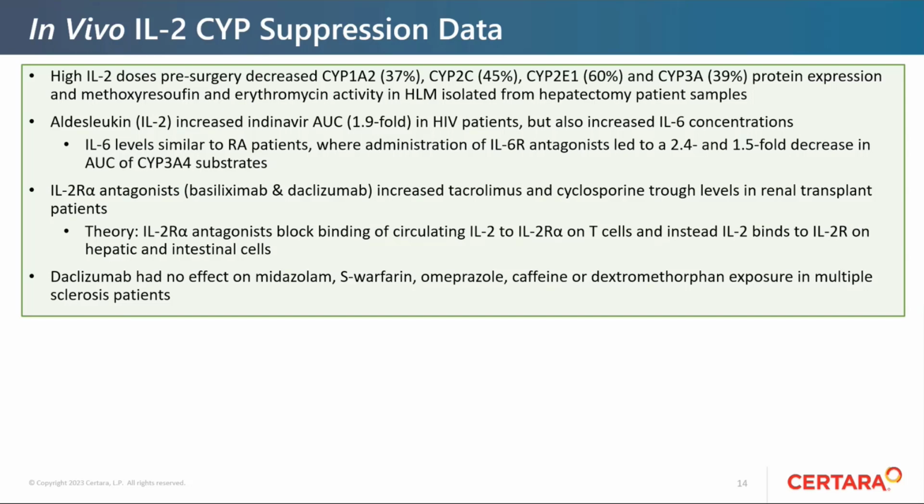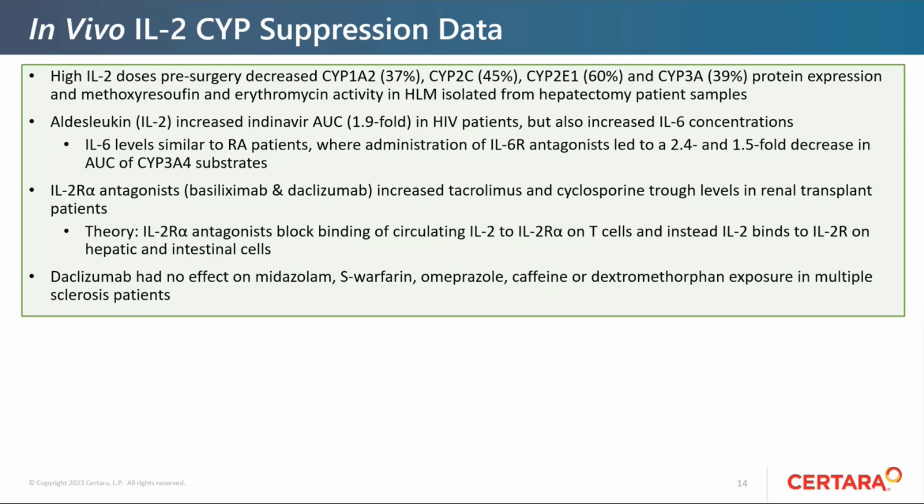However, I do want to mention that significant increases in IL-6 concentration were also observed over the IL-2 infusion. These IL-6 levels are similar to those observed in rheumatoid arthritis patients where IL-6 receptor antagonists were given and led to a 2-fold decrease in CYP3A4 substrate exposure. Therefore, the similar level of interaction between IL-2 and adenovirus suggests that IL-2 probably does not cause increased suppression of CYP3A4 compared with that caused by IL-6 alone.